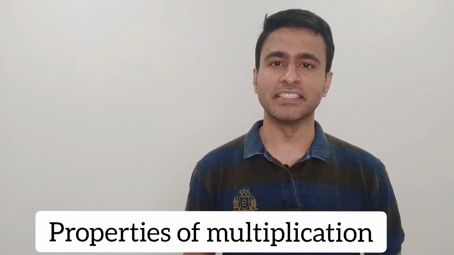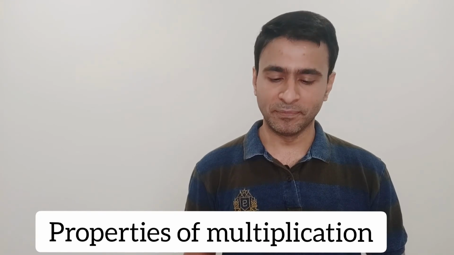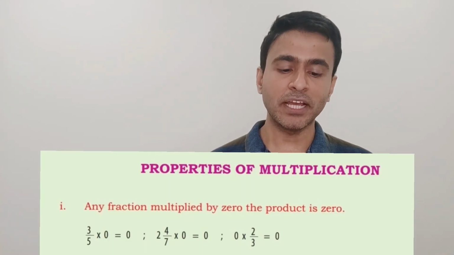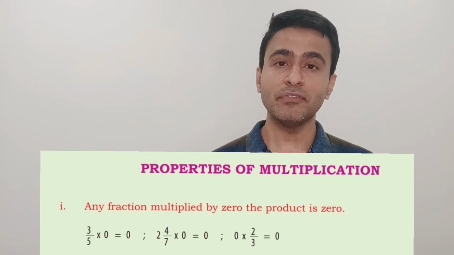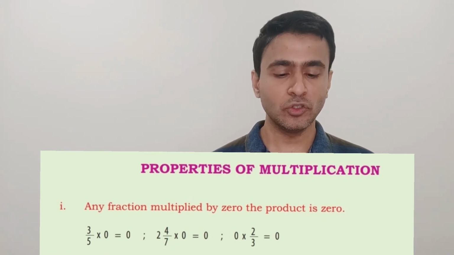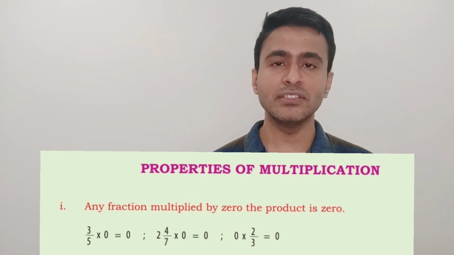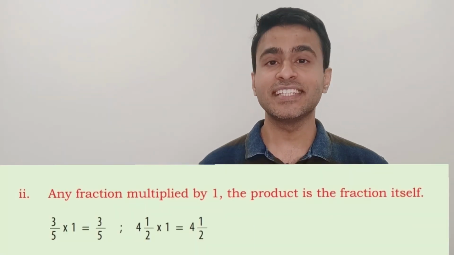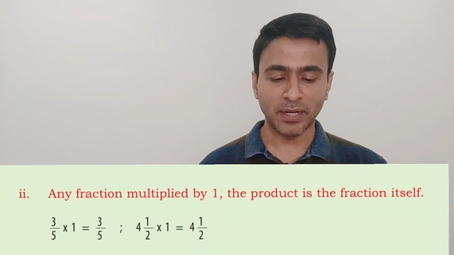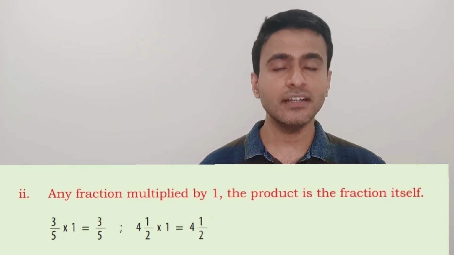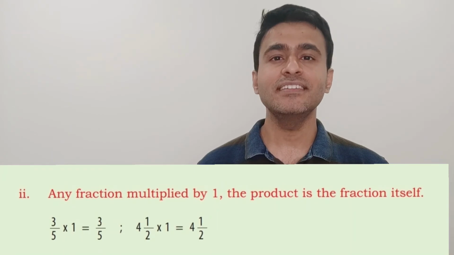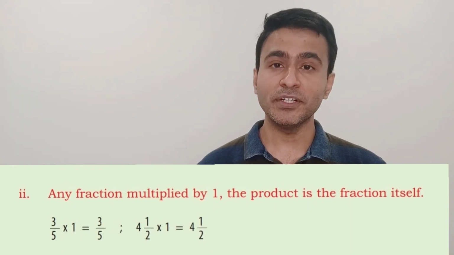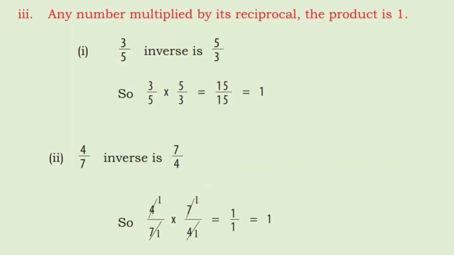Alright, let's have a look at some of the properties of multiplication. Here's the first one. Any fraction multiplied by 0, the product is 0. That means 3 by 5 into 0 is 0. 4 by 7 into 0 is 0. 0 into 2 by 3 is 0. The second property, any fraction multiplied by 1, the product is the fraction itself. We know this, right? 3 by 5 into 1 is 3 by 5. 4 1 by 2 into 1 is 4 1 by 2.